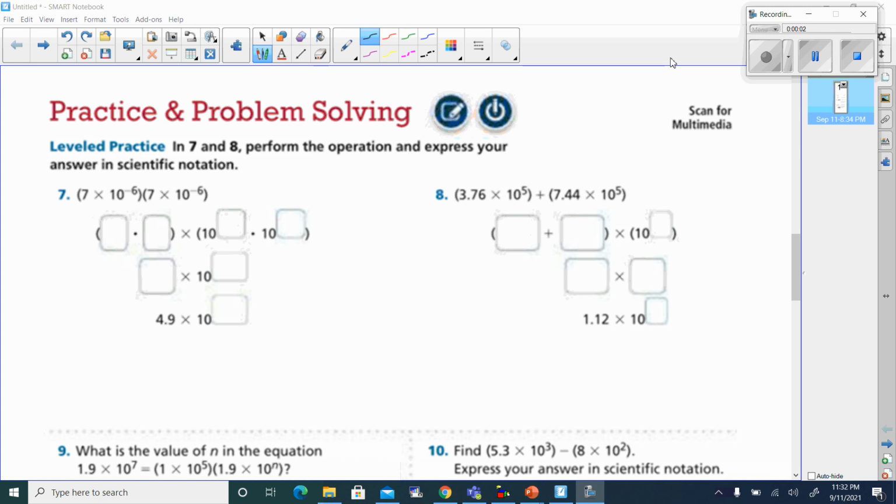Right, class, today we're going to be doing the practice and problem solving for lesson 1-10. Let's begin. I got the odd ones.